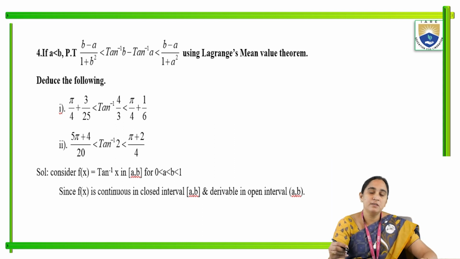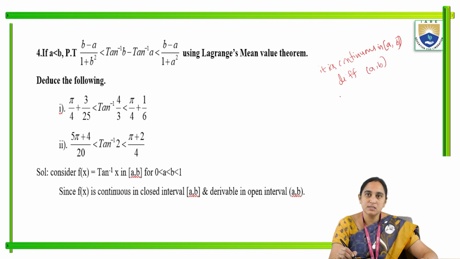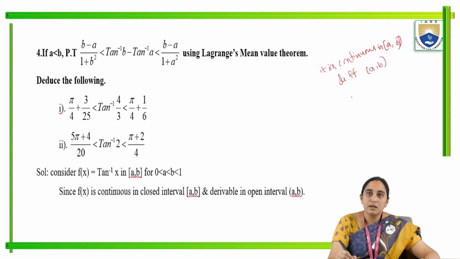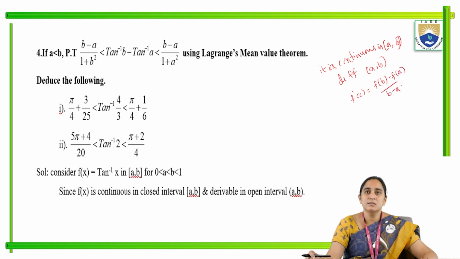Lagrange's means: let f of x be any function, continuous in the closed interval a comma b, and differentiable in the open interval a comma b. Then there exists c belongs to (a, b) such that f dash of c is equal to f of b minus f of a by b minus a. Okay, this is the theorem statement.